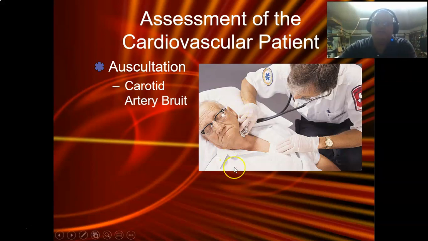Okay? And it's going to sound like a swooshing type sound, okay? Normally when you hear a carotid, if you're listening for it, it goes along with the pulse, swish, pump, pump, pump. But you can hear a definite change in that sound with the bruit, okay? You're going to hear a more swoosh.